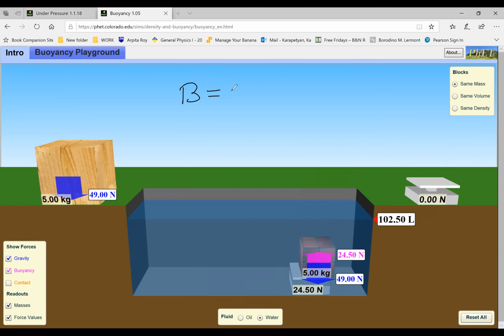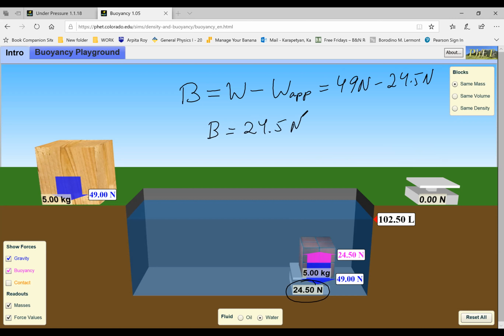Buoyant force is equal to the weight outside minus weight inside, which is sometimes known as apparent weight. This is apparent weight because it's not the actual weight of the object. It appears to be that. So actual was 49 newtons, then apparent here is 24.5 newtons. That means the buoyant force is 24.5 newtons, right? Buoyant force is the difference between actual and apparent weights. That's one of the easiest ways you can find the buoyant force.